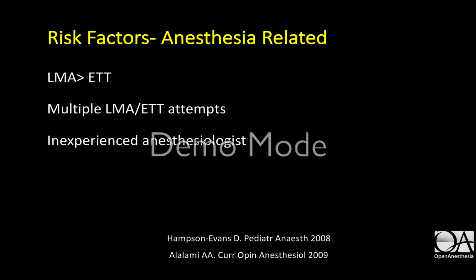There is some controversy in the literature regarding the type of airway used. While some studies suggest that the use of a cuffed endotracheal tube in children less than 4 years of age increases the risk of laryngospasm, other studies have shown that LMAs increase the risk. Similarly, multiple endotracheal tube and LMA insertion attempts increase the risk of laryngospasm. The role of the experience of the anesthesiologist remains controversial. Some authors suggest that laryngospasm is seen more commonly with inexperienced anesthesia care providers.